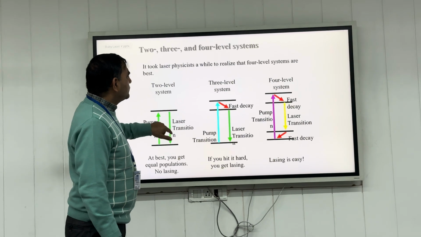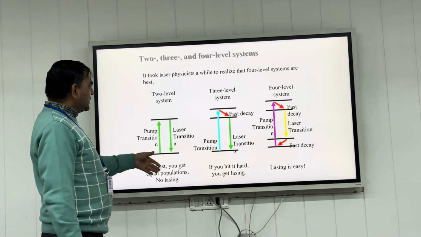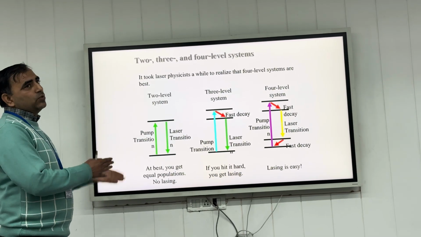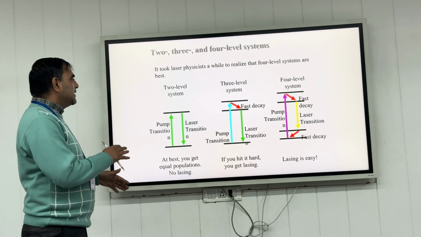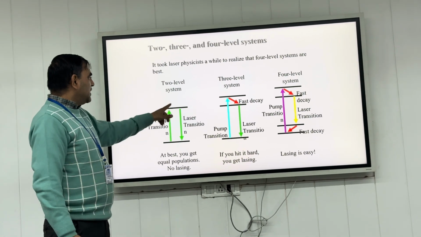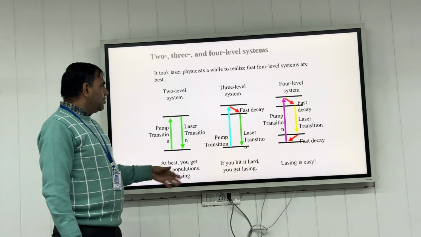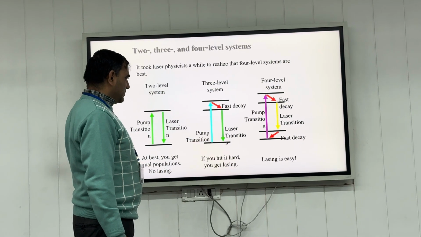And now we see the 2 level laser, 3 level laser, and 4 level laser. In the 2 level laser there are only 2 states, the first state and the second state. Laser action takes place only in the case of the semiconductor laser. The 3 level laser we discussed in the last slide.